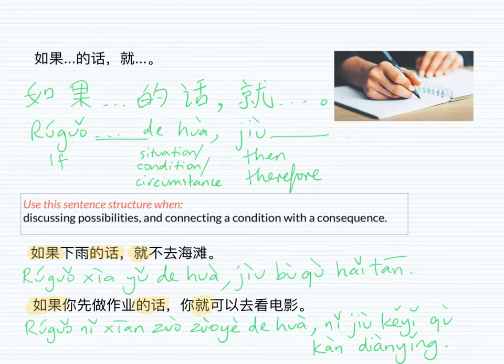So what I would like you to do now is write 3 sentences using the 如果的话就 sentence structure. In your books, I'd like to see characters, pinyin, and English, and relate it to the topics that we've been covering in class recently. And if you need a bit more guidance, a few more examples, you'll see those coming up on the next slide. But before you go ahead with any other activity, I really would like you to just focus on writing your 3 sentences. Thank you.